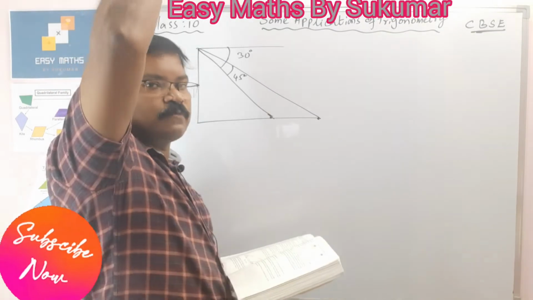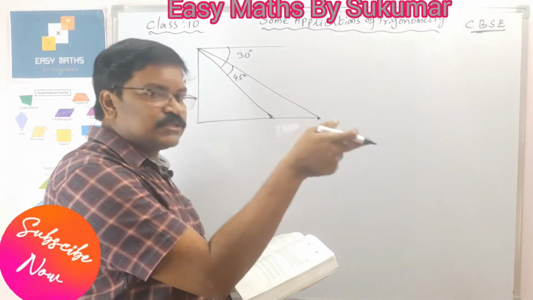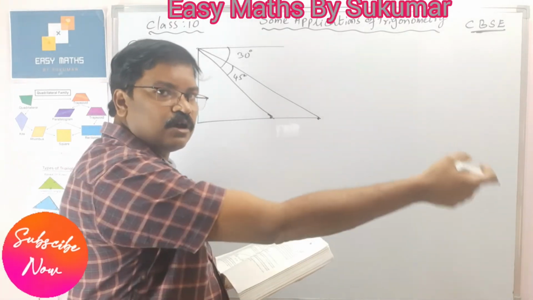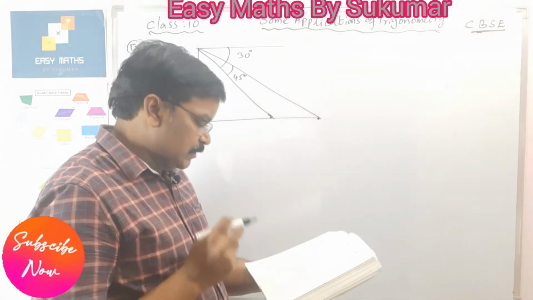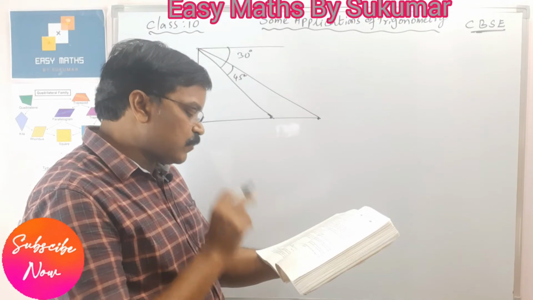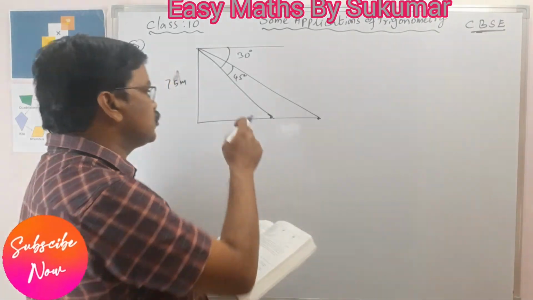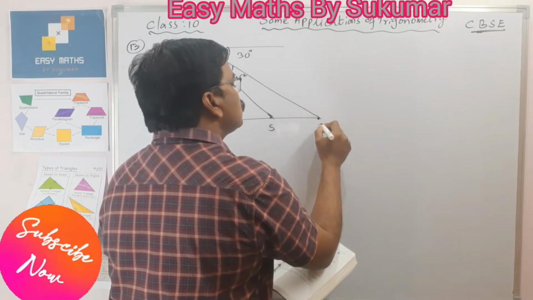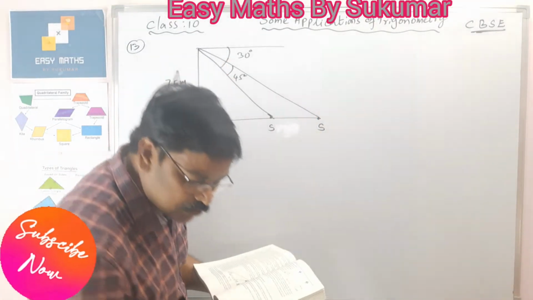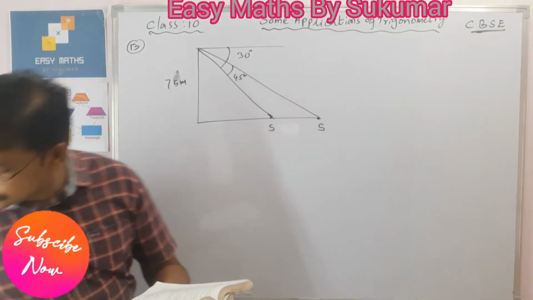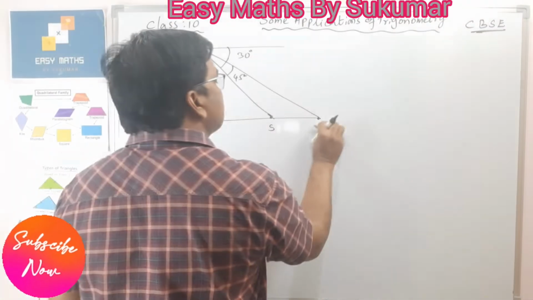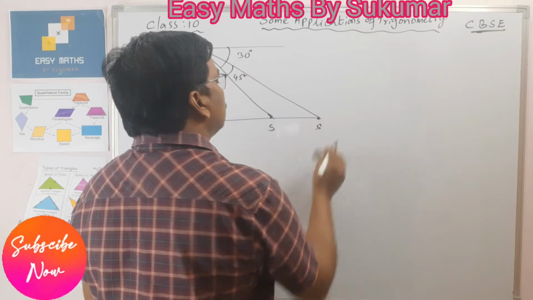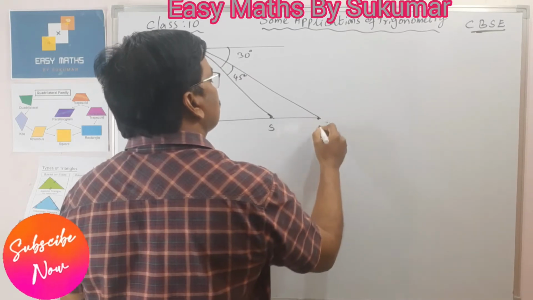From the top of the lighthouse, someone is observing the two ships which are on the sea. See here, one ship is exactly behind the other ship, exactly opposite to the other ship. The two ships here, right? See, my dear students, this is S, let it be P, some P. There are two ships. Okay.